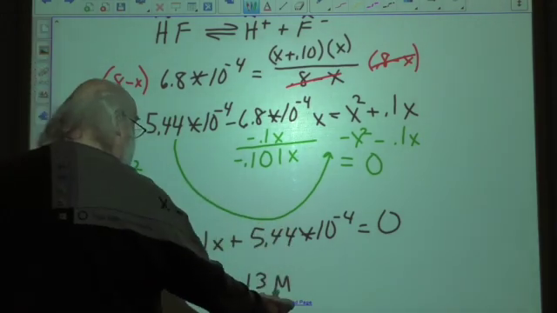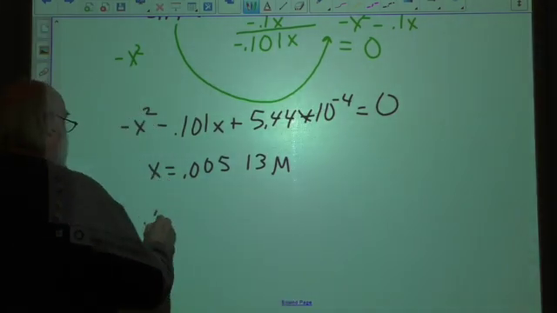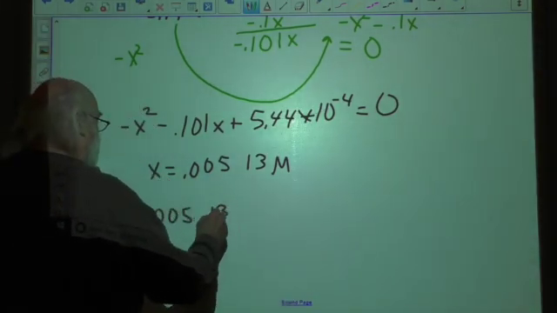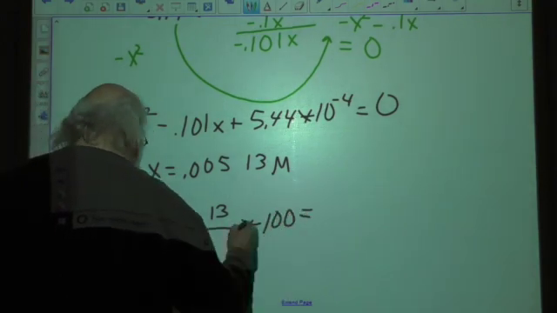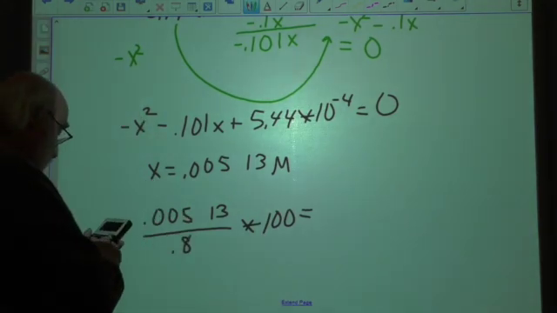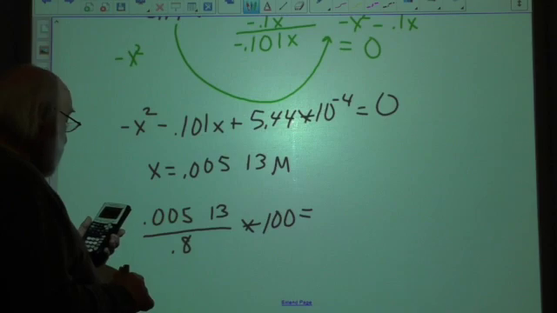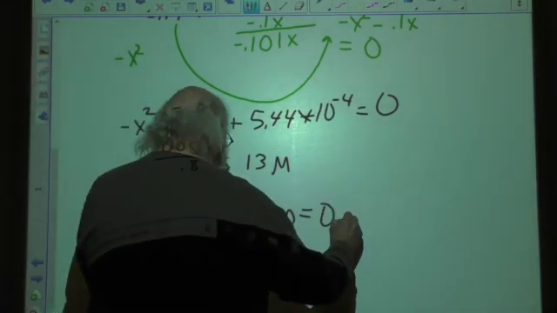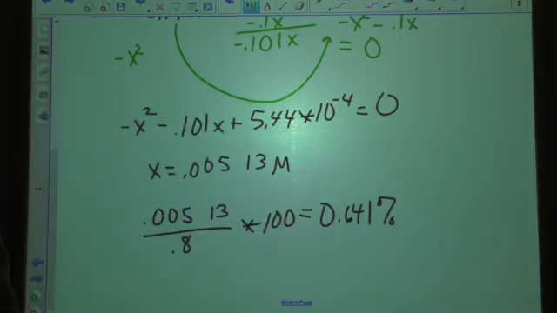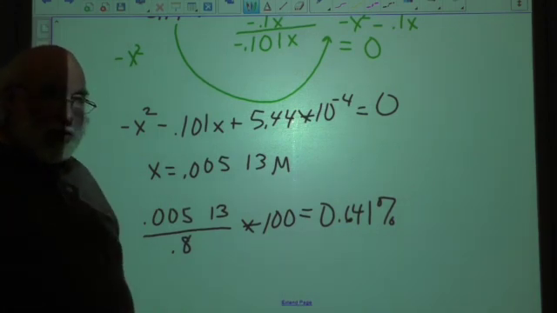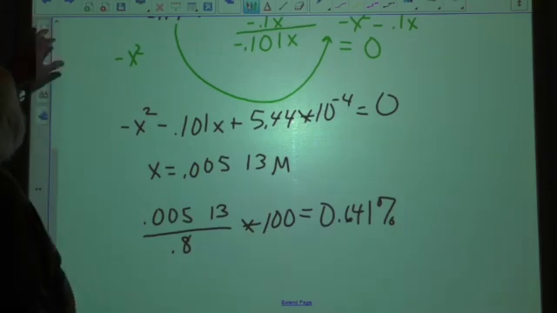Now let's find the degree of ionization. We have 0.00513 divided by 0.8 times 100. And we get 0.641%. So it's dropped by about a quarter of what it was before. That's what happens with the common ion. And when we get into buffer solutions, that's a pretty common occurrence that we are going to be dealing with. Okay? All right.